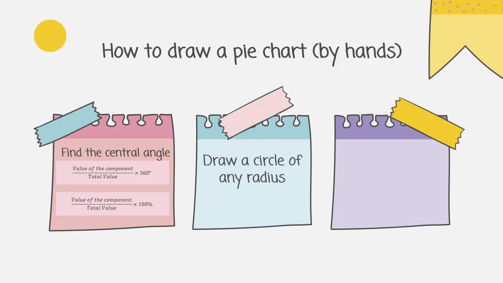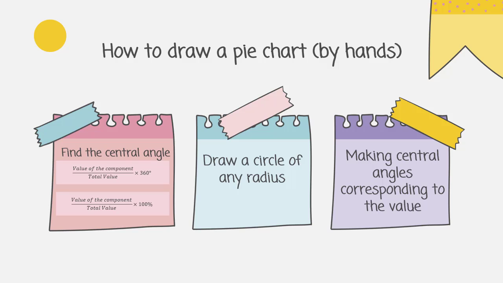And then next, you draw a circle of any radius, or you can sketch a random radius. And then the last step is to make a central angle corresponding to the value.